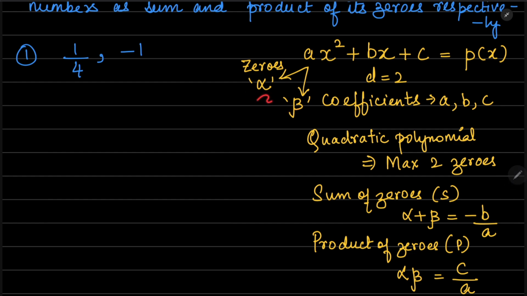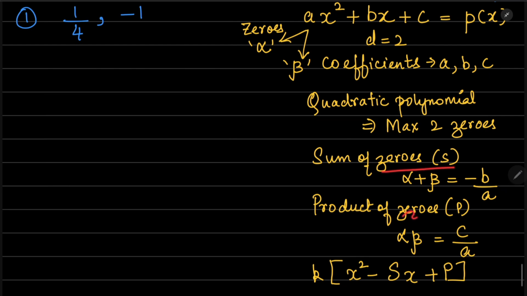Okay. Now, if you know alpha and beta of some polynomial p of x, what can you calculate? The minute you are given a polynomial, you can find out the sum of the zeros. How will you find out the sum of the zeros? Using this formula, that is alpha plus beta is equal to minus b by a. B and a are the coefficients. You can find out the product of the zeros, c by a.